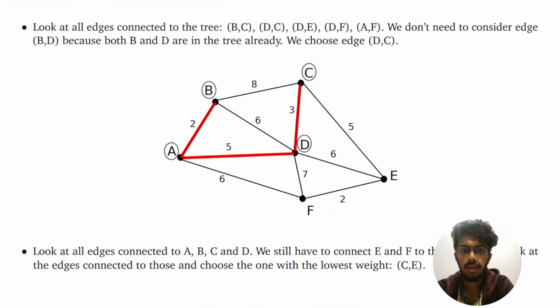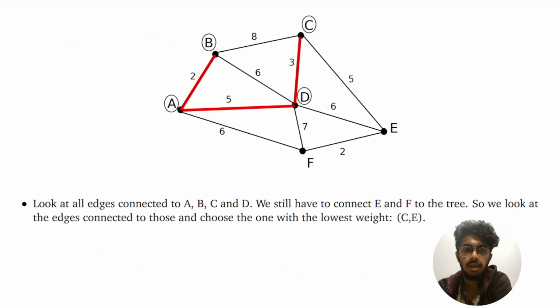Look at all edges connected to the tree: BC, DC, DE, DF, and AF. We don't need to consider edge BD because B and D are in the tree already. So we choose edge DC.